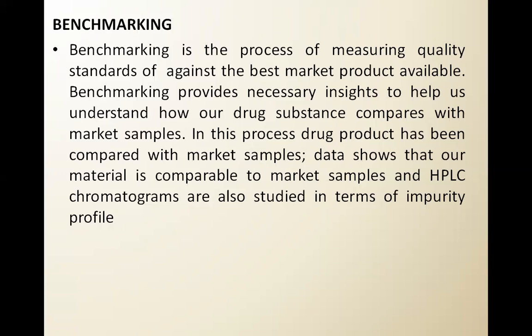Data shows that our material is comparable to the marketed sample, and HPLC chromatograms are also studied in terms of impurity profile. Initially we study the quality of our product. In that quality, we see the content of active agent, that is the API, then the impurities present in our formulation. Various impurities are listed, say arsenic, heavy metals. Anything other than our drug and the necessary components is called an impurity.